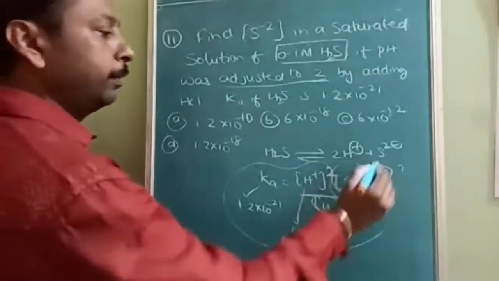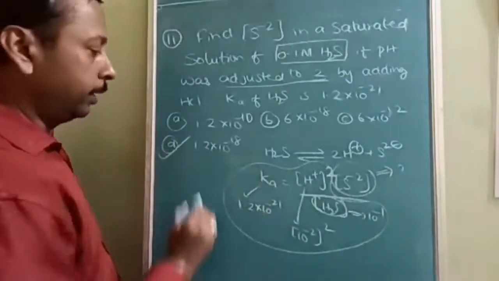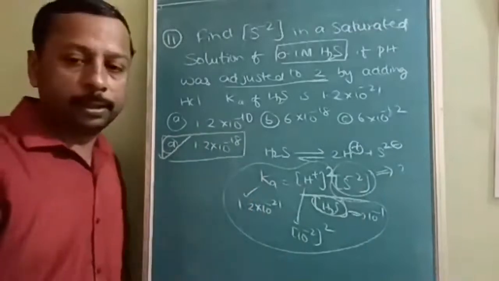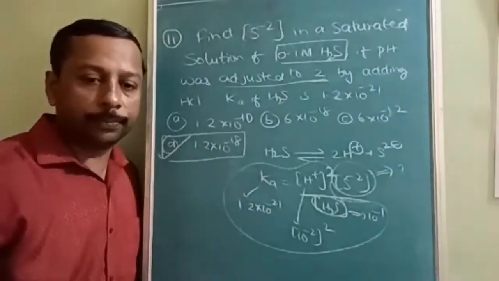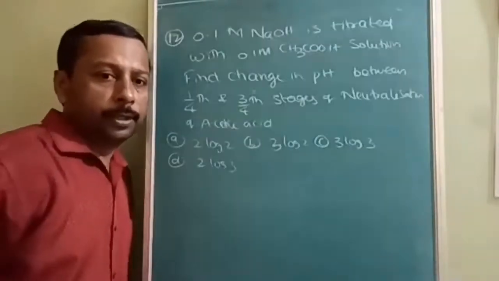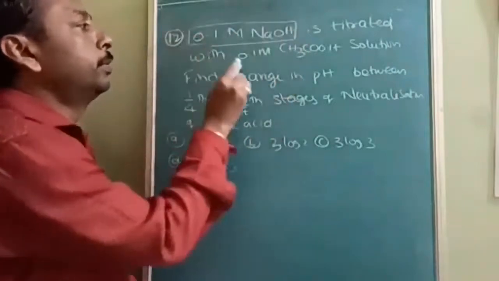So on simplifying this, you will get 1.2 into 10 to the power of minus 18. How much will you get? 1.2 into 10 to the power of minus 18 is the final answer. Okay, note down this. In this question, this is a very interesting and very repeated question.